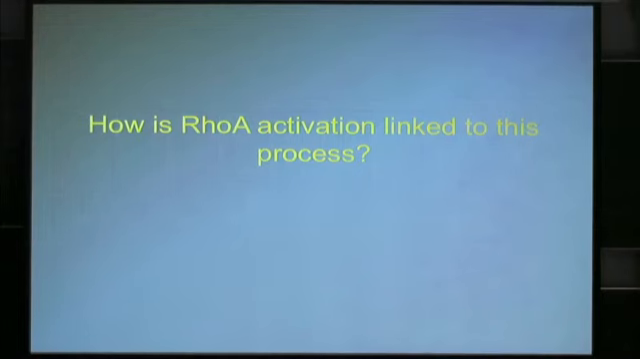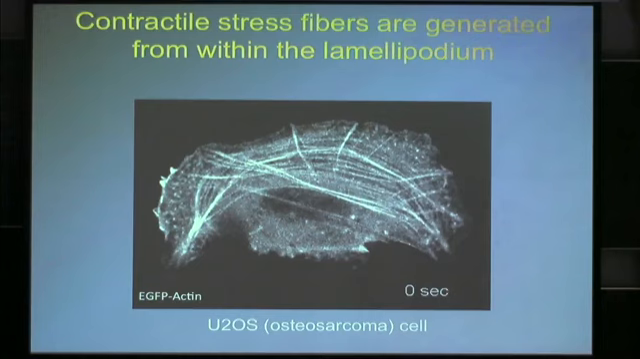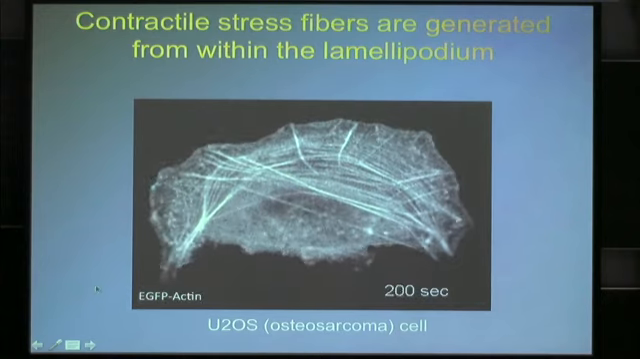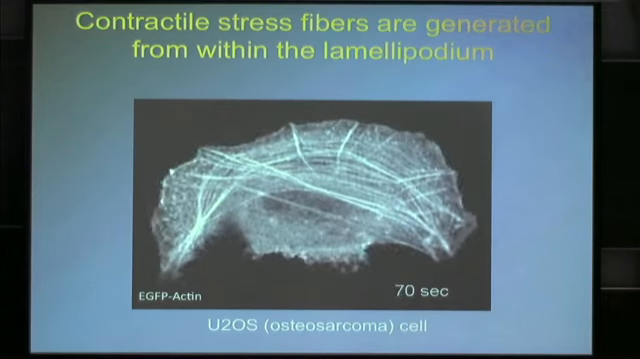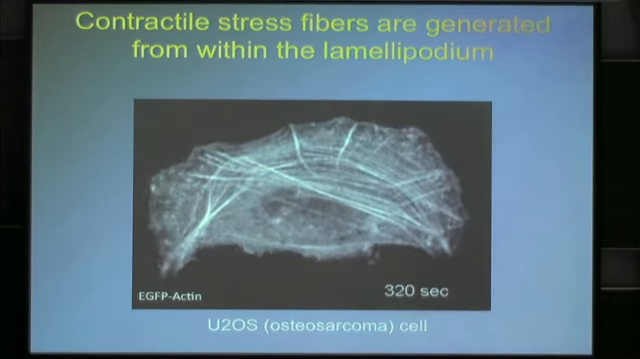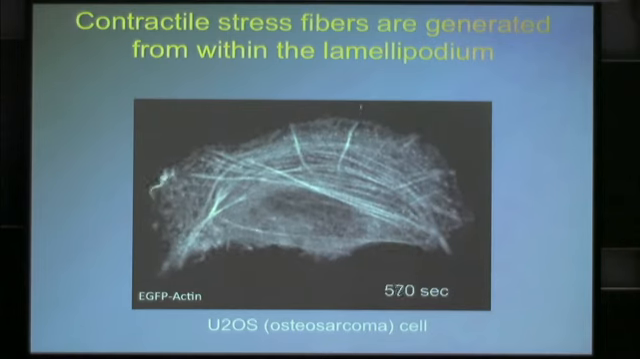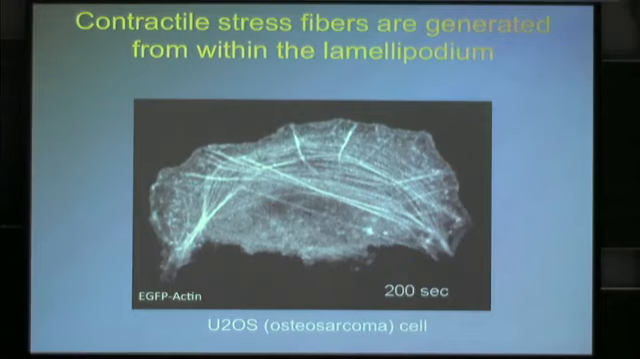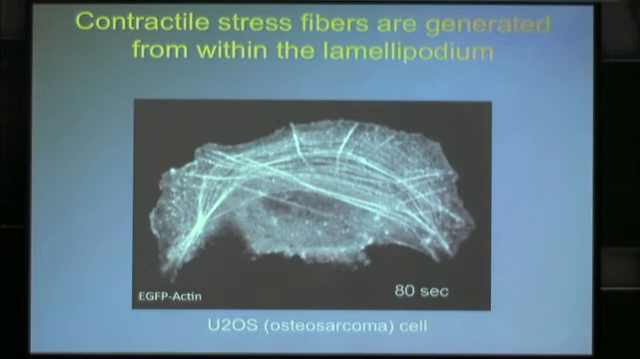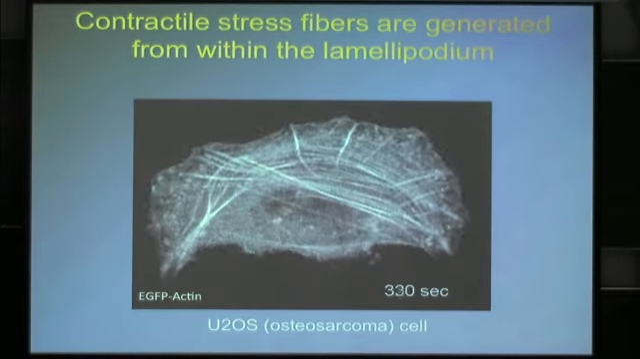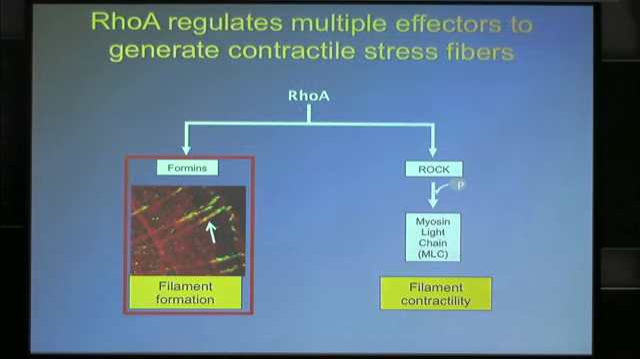So how is this RhoA maybe linked to this process? We observe that those stress fibers or arcs are generated from within the lamellipodium. We do see the flow of those arcs. This is the first observation we have to keep in mind. So, in those regions, what might happen?